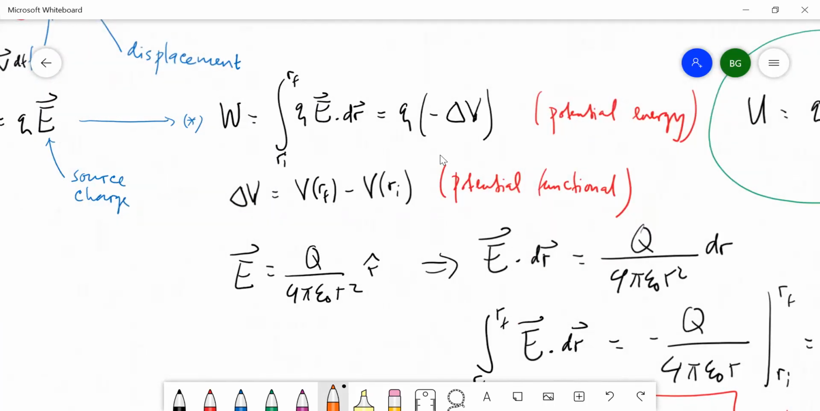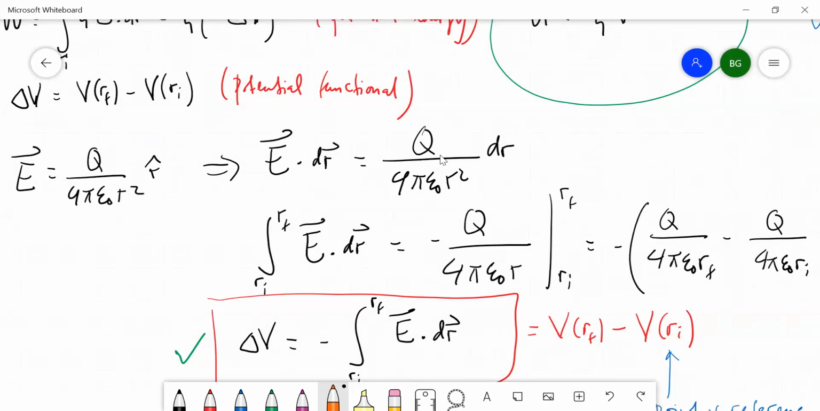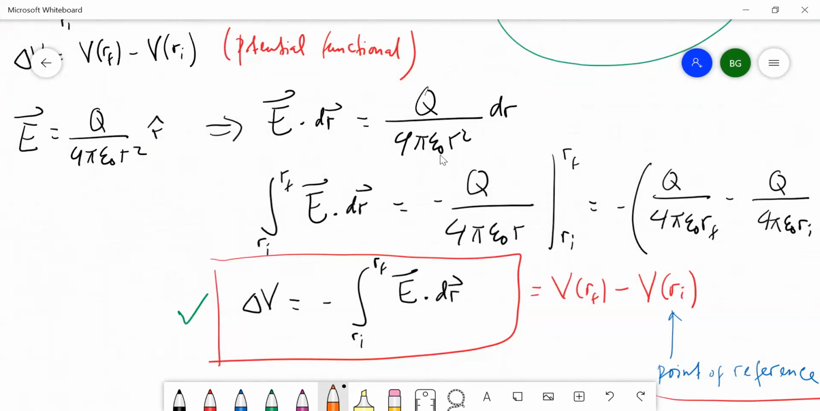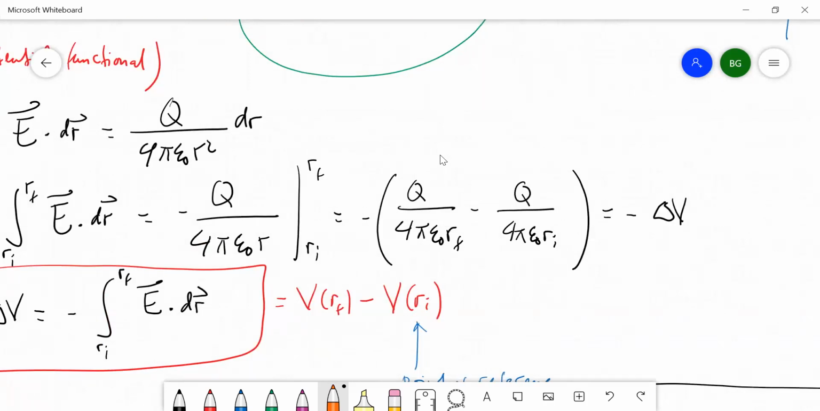So if we consider the point charge particle as the source, using this definition, delta V equals minus the integral from Ri to Rf of E dot dr. In this case, for a point charge particle, we get delta V equals minus the difference between capital Q over 4 pi epsilon 0 Rf minus capital Q over 4 pi epsilon 0 Ri.